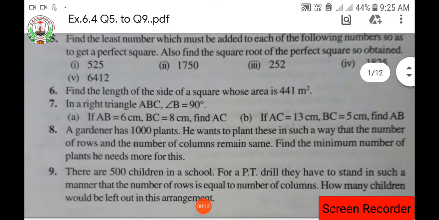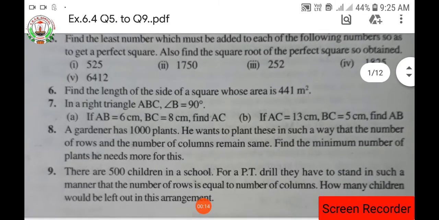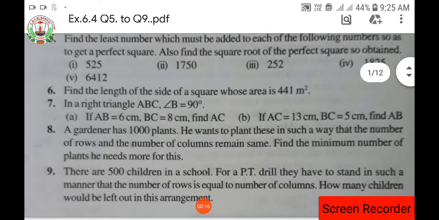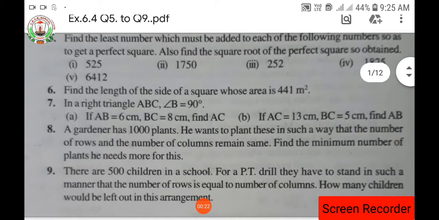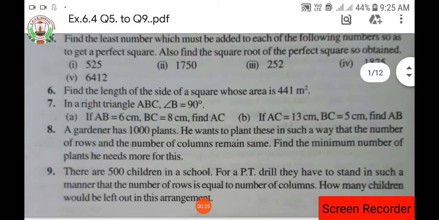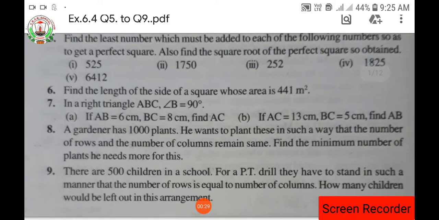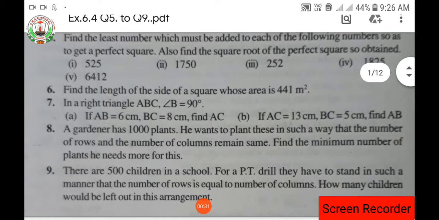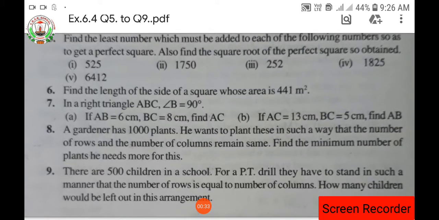So here are the questions. What does question number 5 say? Find the least number which must be added to each of the following numbers so as to get a perfect square. Also find the square root of the perfect square so obtained. So what number do we have to find? We have to find the smallest number which must be added to 525 to get a perfect square, isn't it?